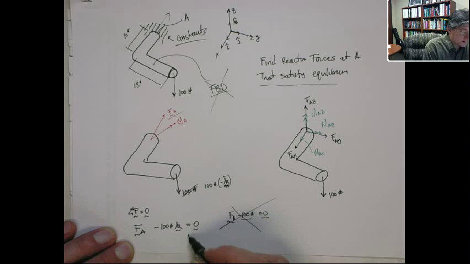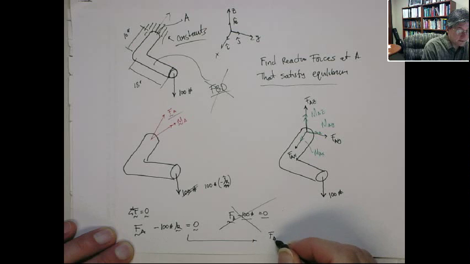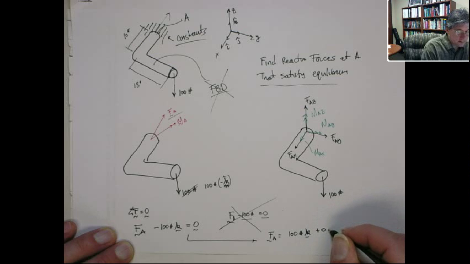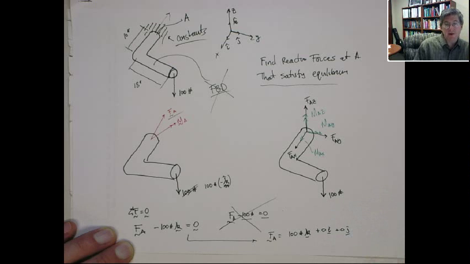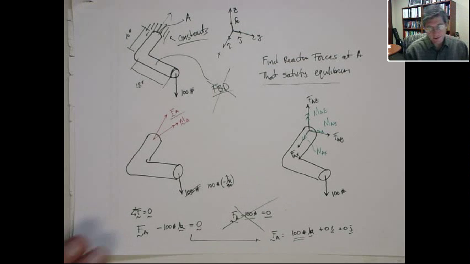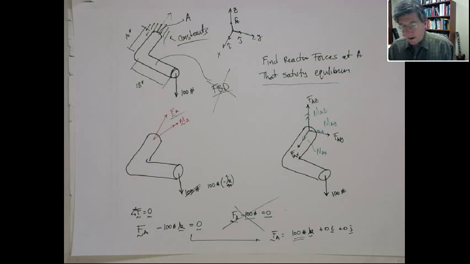Now from this one, the answer is right here. It's quite trivial. You take this and solve for FA. You see that FA is simply equal to 100 pounds in the k direction. So it has no i component and no j component. They're equal to 0. So it only has a component in the z direction, 100 pounds. You probably could have gotten that by inspection. Now what about the sum of moments?